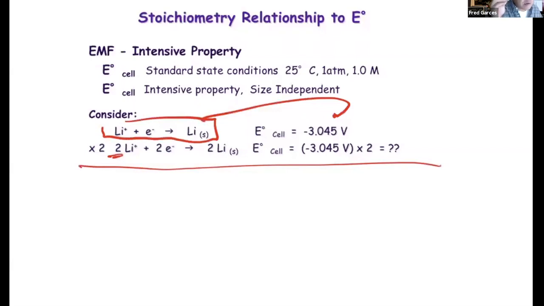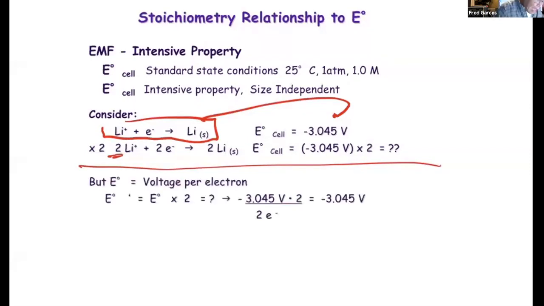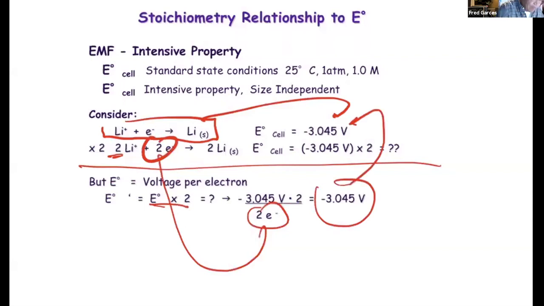Because it's independent of size. What really happens is that you multiply the voltage by 2, but then you divide by the number of electrons that are involved, and so you still get the same number as if you had the first reaction. So when you multiply a redox reaction, you don't change the potential.